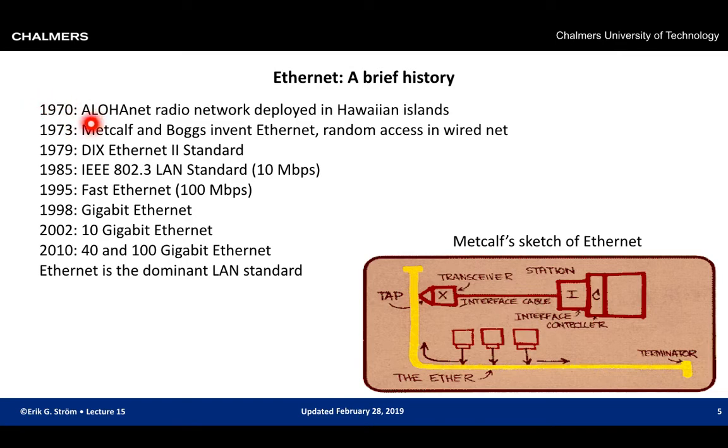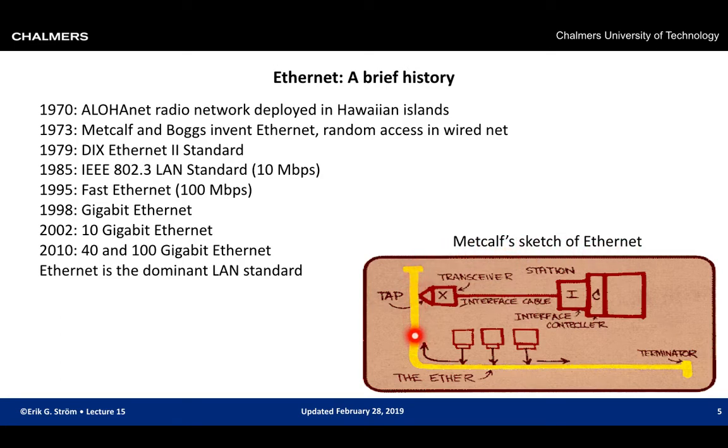In the 70s, ALOHA was actually a practical radio network that was deployed in the Hawaiian Islands, and we used this medium access control scheme called ALOHA. Then in '73, two persons, Metcalfe and Boggs, basically took these main ideas about ALOHA and put that on a wire instead. So they invented this early form of Ethernet, which is random access in a wired net. Basically this is the sketch of it that Metcalfe has.